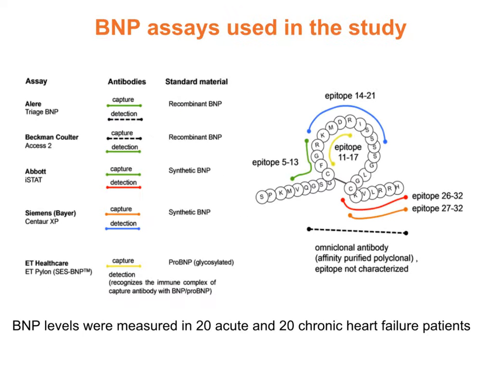BNP levels were measured in 40 samples from heart failure patients by using 5 different commercial BNP immunoassays. The epitope specificity of antibodies and standard materials of the assays are shown on this slide.